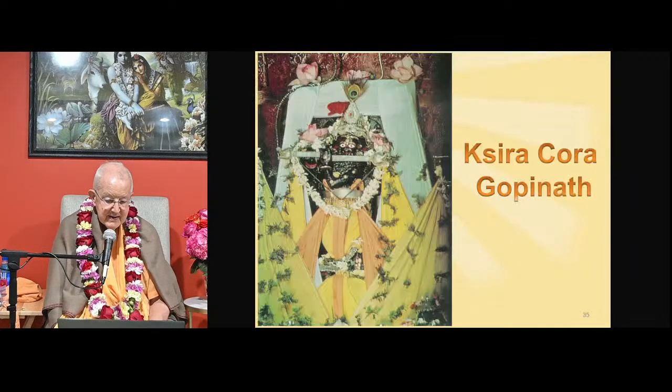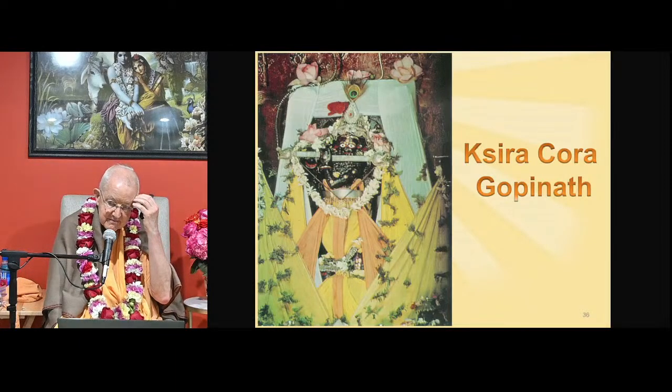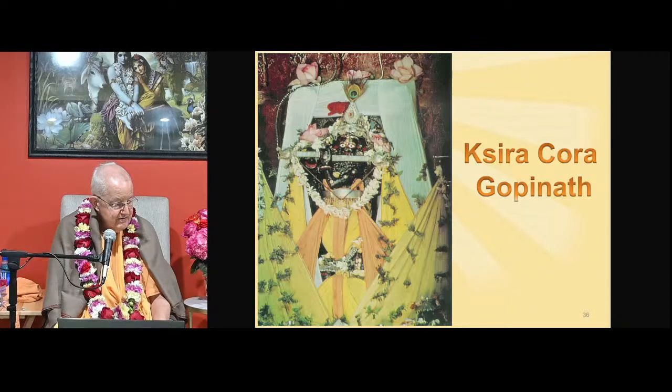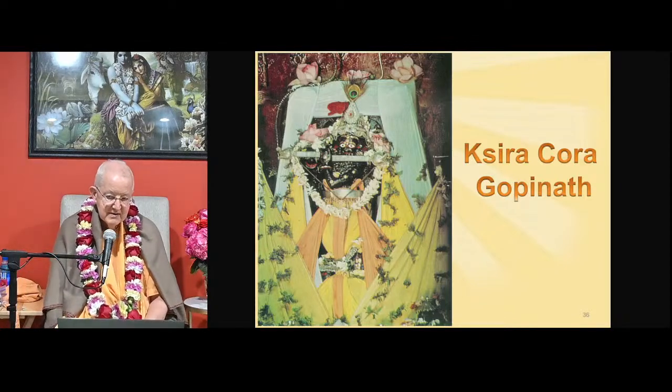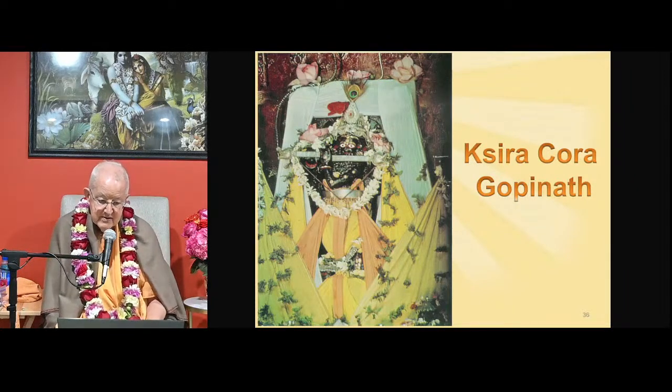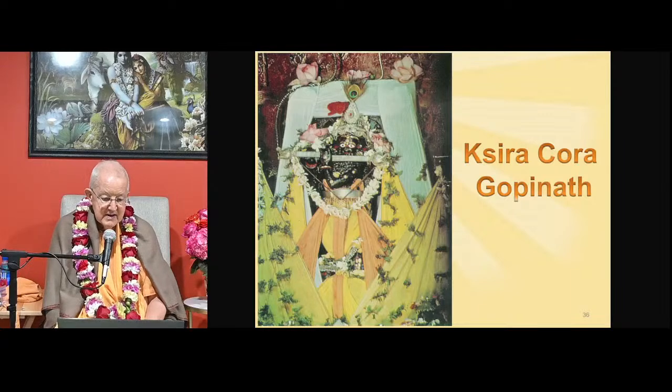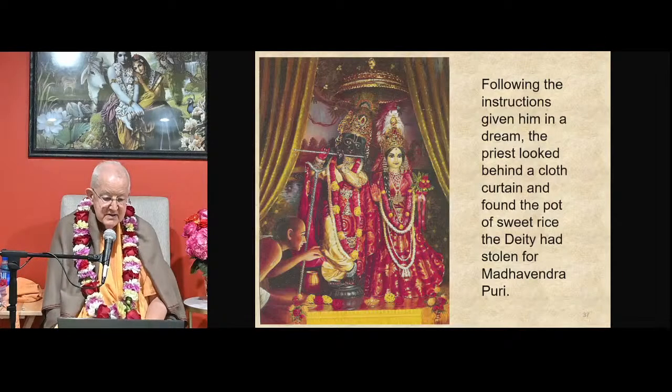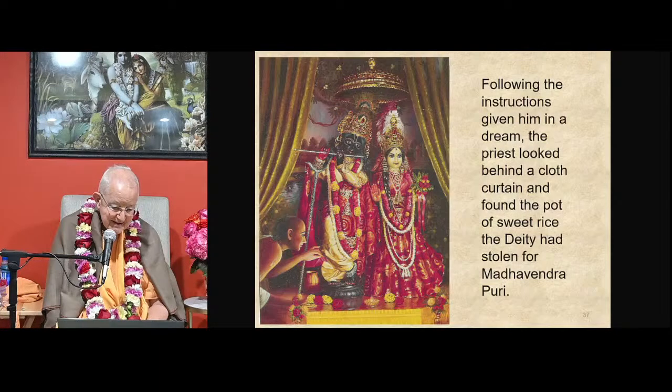But the deity, Chirakora Gopinath, chora means he steals, like Makanchora. He steals butter. In this case, he steals kheer. Kshirachora, Makanchora, Kshirachora. He steals. Krishna steals. It's okay. Nice. So there's the deity in Orissa. Here's a nice painting from the BBT. Hint, that's Radha Govinda. The artist made a painting of Chirakora Gopinath that I recognize.